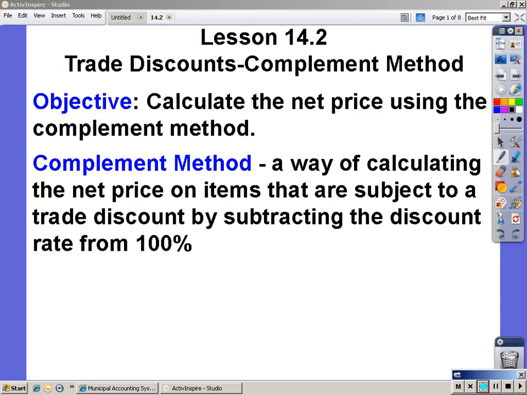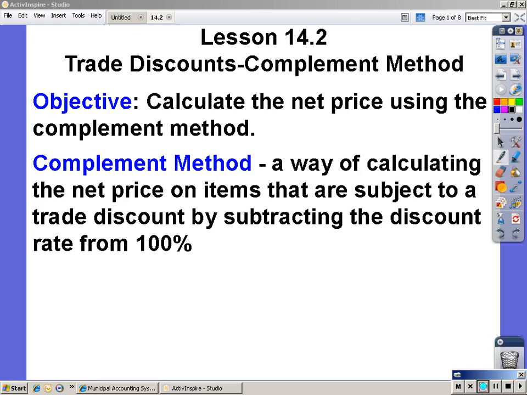Okay, lesson 14.2, trade discounts, the complement method. Your objective today is to calculate the net price using the complement method. The complement method is a way of calculating the net price on items that are subject to a trade discount by subtracting the discount rate from 100%.